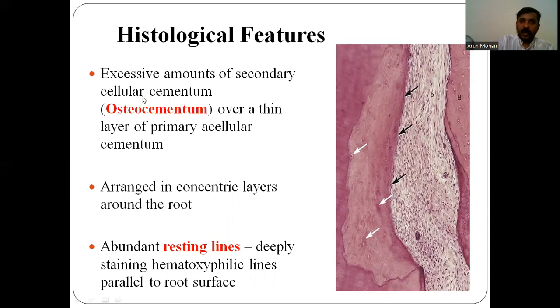Histologically, there will be excessive amounts of secondary cellular cementum or osteocementum over a thin layer of primary acellular cementum. They will be arranged in concentric layers around the root, and you also see a lot of resting lines, as you can see in the image here, in the root surface, which are hematoxyphilic lines which mark past successive deposition.